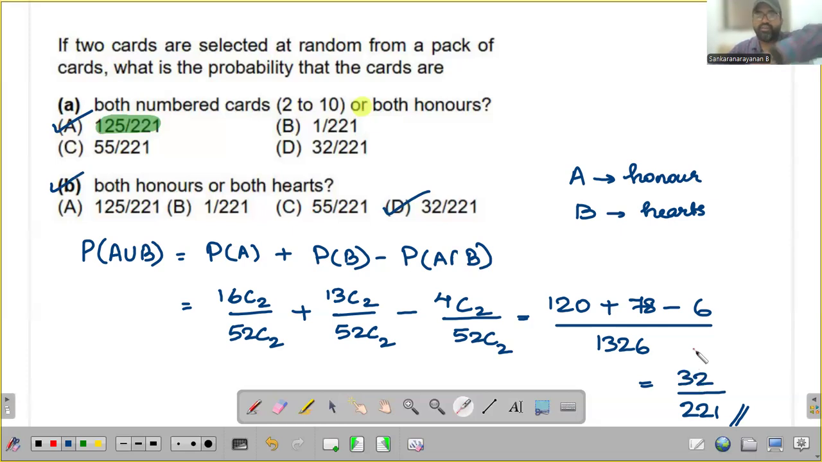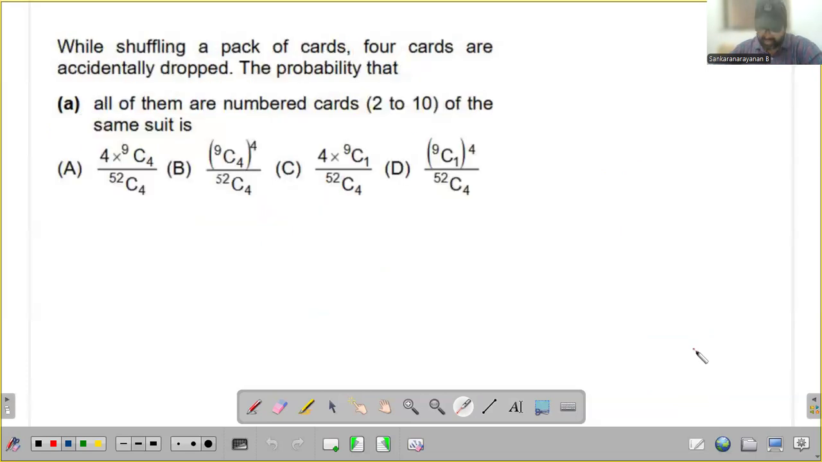So we will now consider the next question. Take a look at this question.